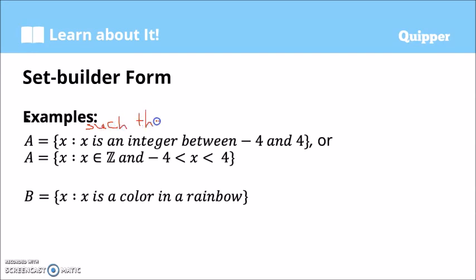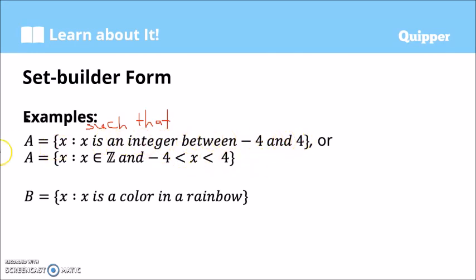such that. So, set A is the set of X such that X is an integer between -4 and 4. And then, closing brace. So, this is an example of a set builder form. Again, we write the common property of the elements of the set.